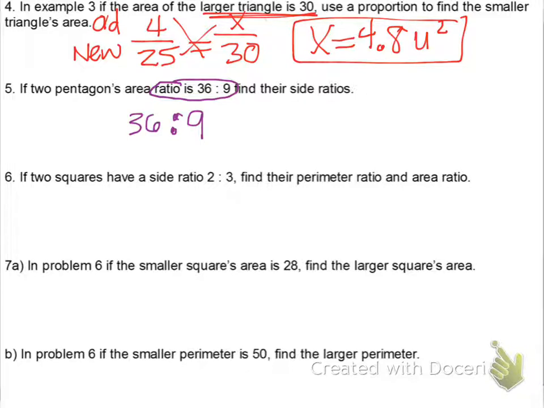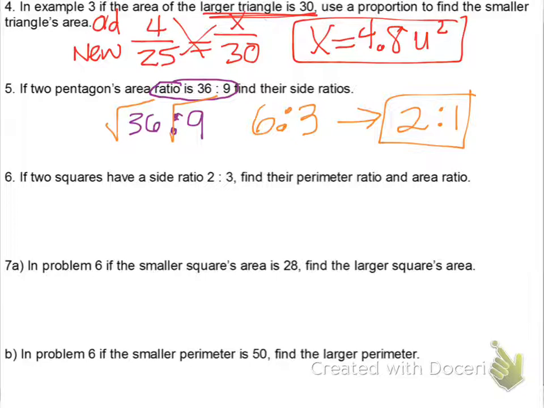So if the original numbers were squared to get to that ratio, then I need to take the square root to undo it. And so the original ratio would have been 6 to 3, but we need to always simplify this. If I simplify it, that would be 2 to 1.